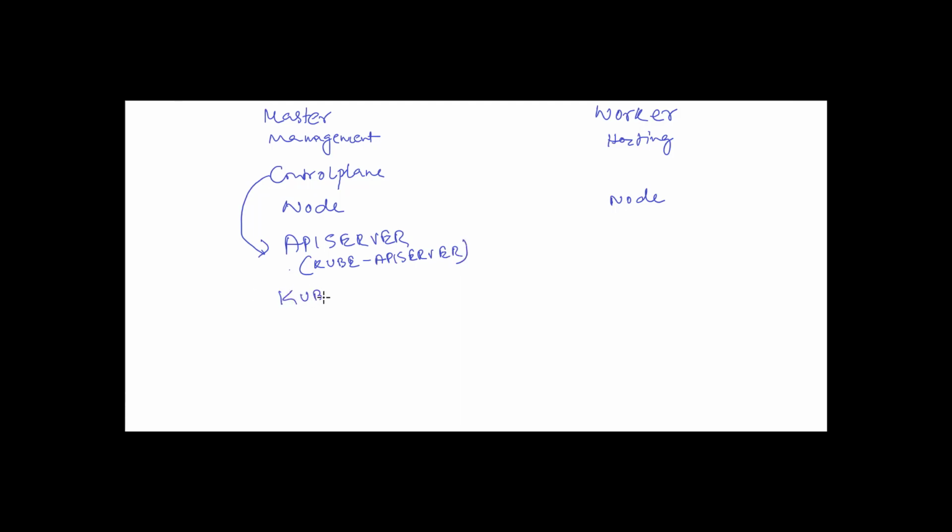The next component is kube-scheduler, which is responsible for scheduling the pods to the correct nodes. Before scheduling any pod, it analyzes the load on each worker node, any policies, any restrictions in place, and whether there are any taints and tolerations on that node. Only after analyzing everything, it schedules the pod to the correct node.